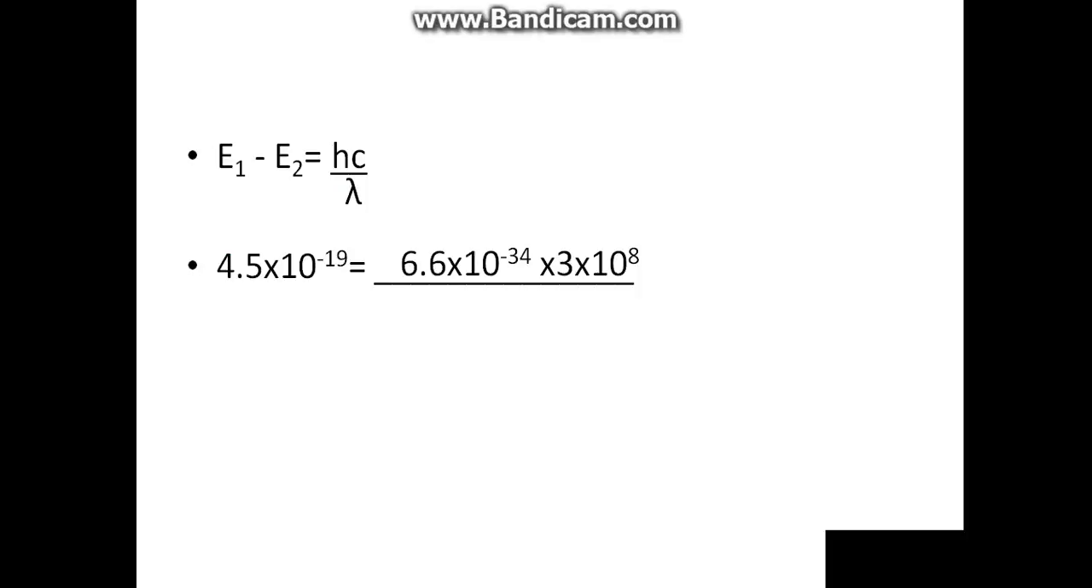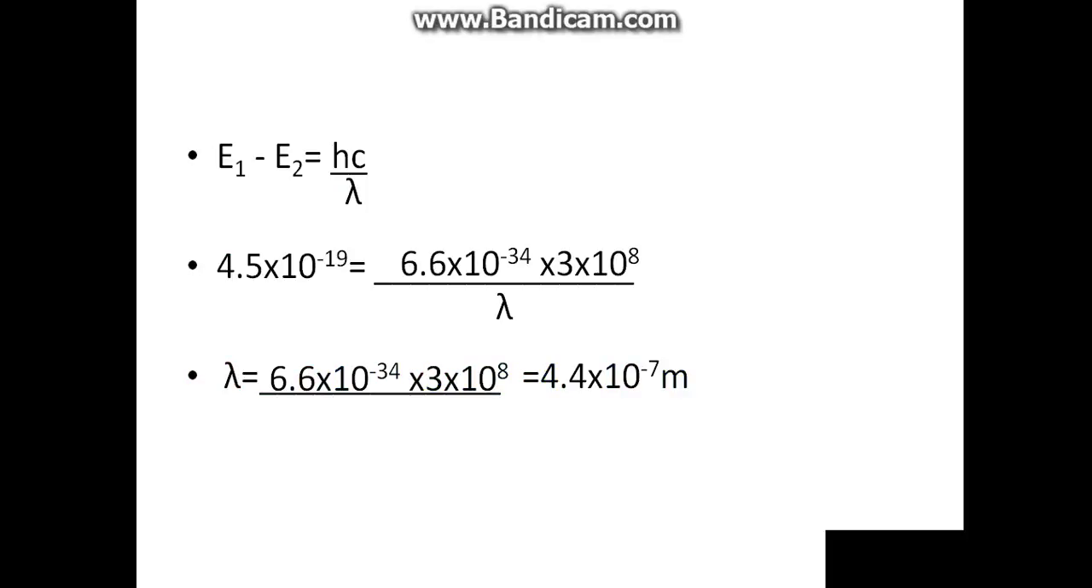6.6 times 10 raised to the power minus 34 times 3 times 10 raised to the power 8 all over lambda. Lambda is now equal to 6.6 times 10 raised to the power minus 34 times 3 times 10 raised to the power 8 all over 4.5 times 10 raised to the power minus 19, which will give us 4.4 times 10 raised to the power minus 7 meters.